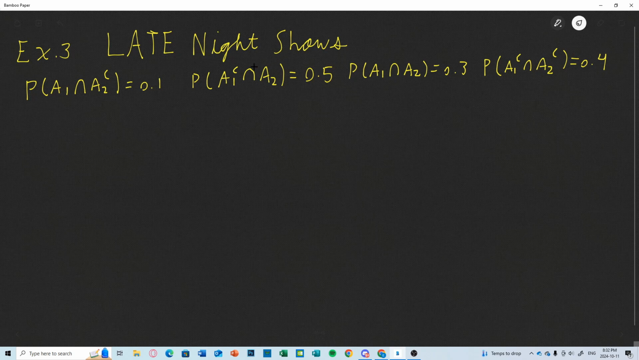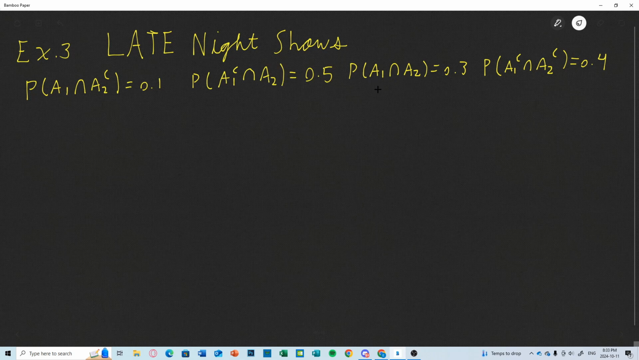So our A1 is the event that a randomly selected person watches The Tonight Show with Chris Pratt. And A2 is the event that a randomly selected person watches the late night show with Stephen Curry. Then the probability of A1 and not A2, which means they're watching just Chris Pratt and not Stephen Curry, is 0.1. The probability that they don't watch Chris Pratt and they do watch Stephen Curry is 0.5.